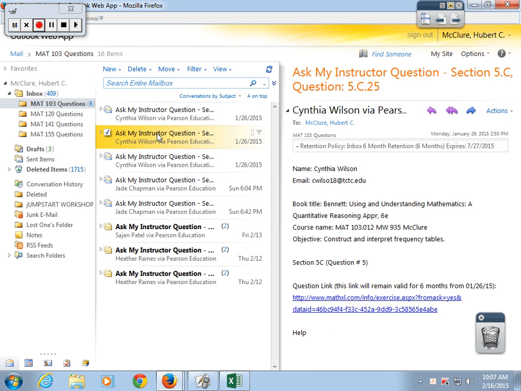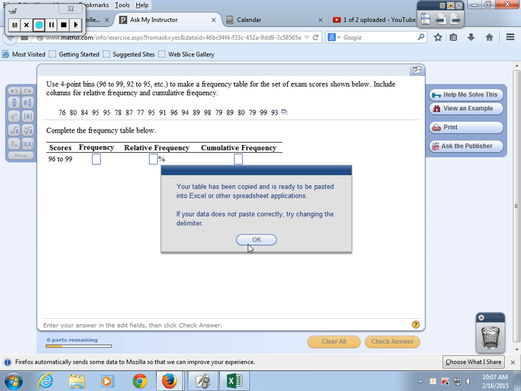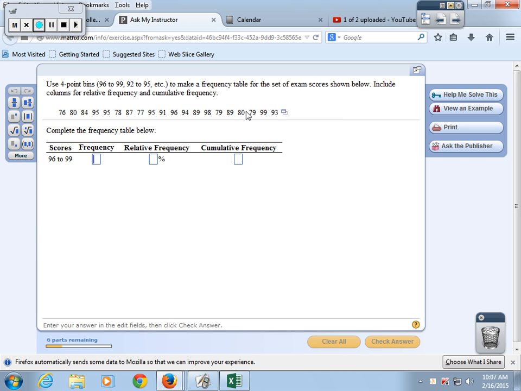All right. 5C 25, number 5. See why I don't like this book? That's ridiculous. There's no reason to have that many in a. Use 4-point bins. Okay. 4-point bins. Have y'all ever heard something called a bin in statistics? I've never heard that before. I've heard it called a class. I've never heard it called a bin before.